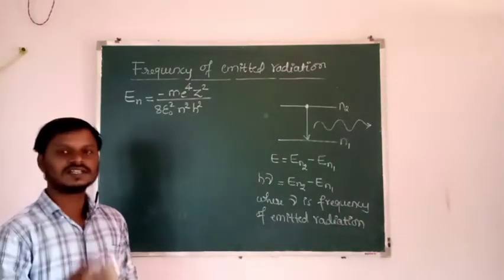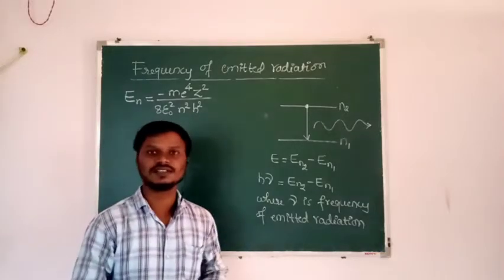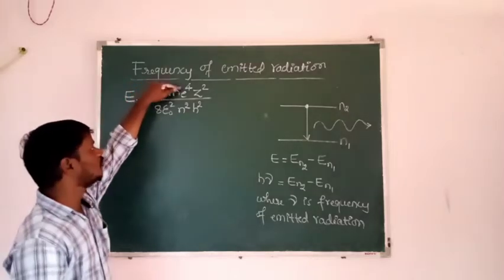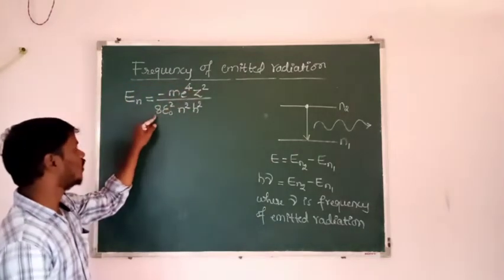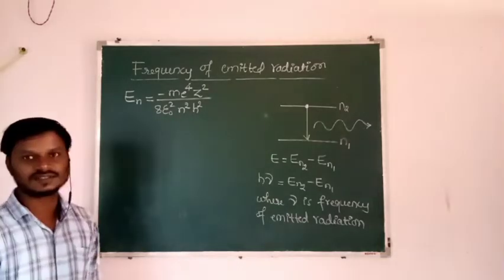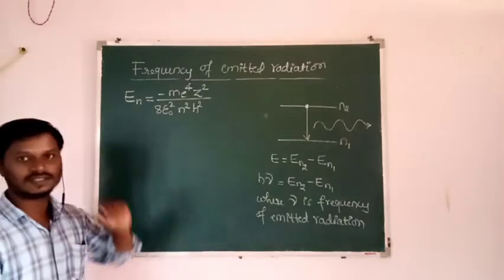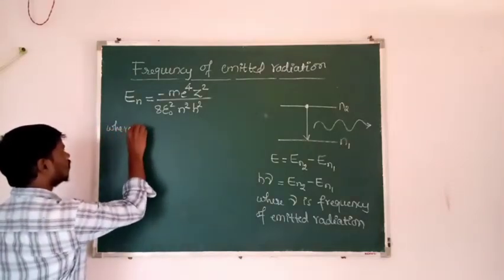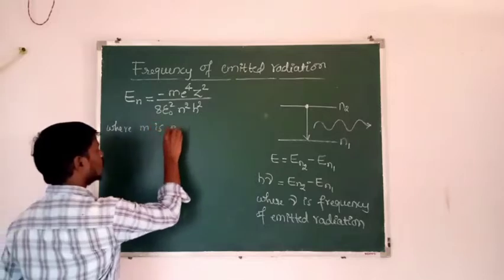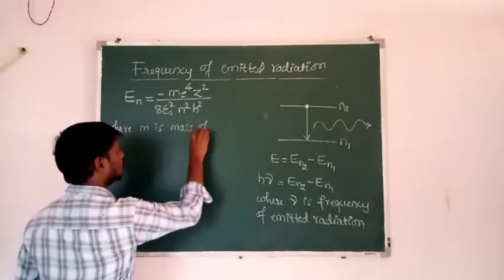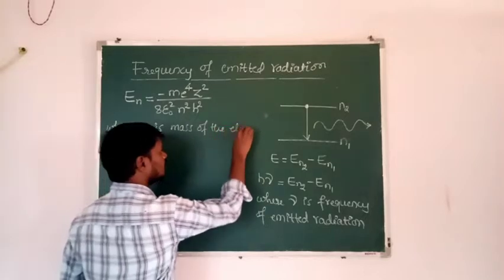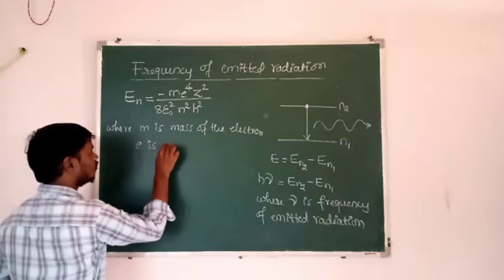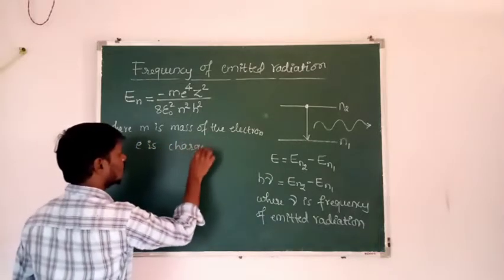See here. Already we know the energy of an electron in the nth orbit of the atom. That is En is equal to minus m into e raised to 4 into z square divided by 8 epsilon naught square n square into h square. So already you know what the terms are here. What is m? Where m is the mass of the electron. And what is e? e is the charge on the electron.